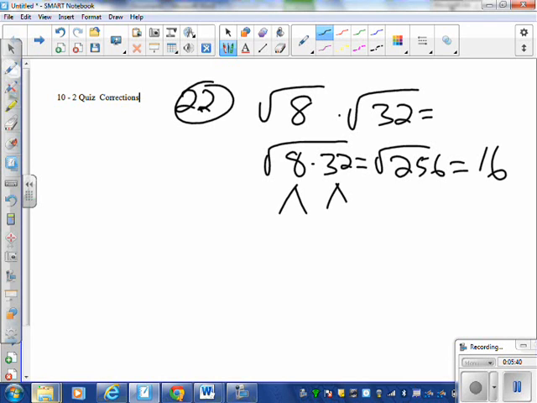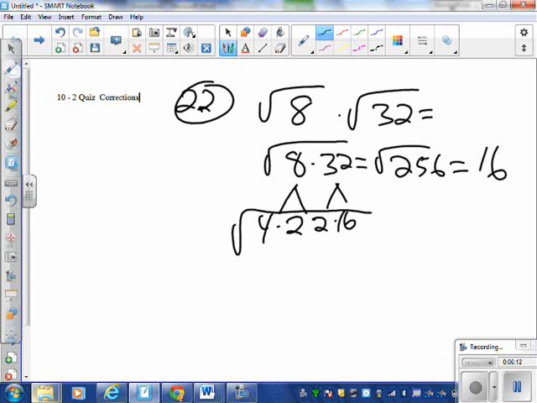I need to break down 8 and 32. What two numbers go into 8, where one is a perfect square? 4 times 2 gives me 8. For 32, I want to find a number that's a perfect square that'll work a lot easier than other numbers. Looking at these two numbers, I know it's even, so 2 goes into it. So it's going to be 2 times 16 to give me 32.